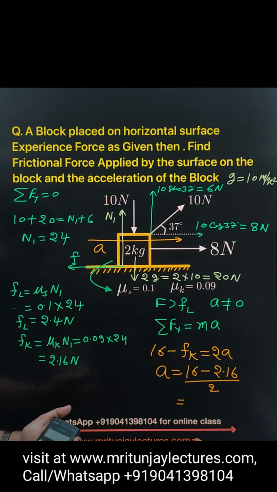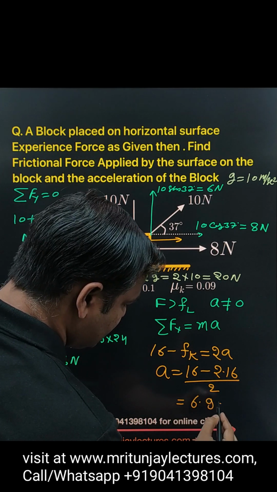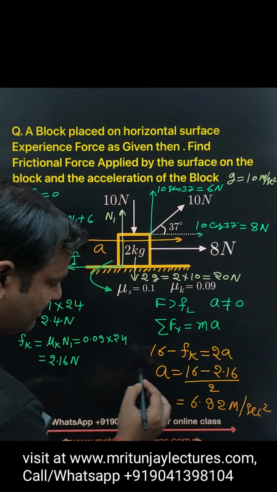Then what about that value? Simply written 16 minus 2.16, okay, divided by 2, that is 6.92 meter per second square. That is the acceleration of the block.